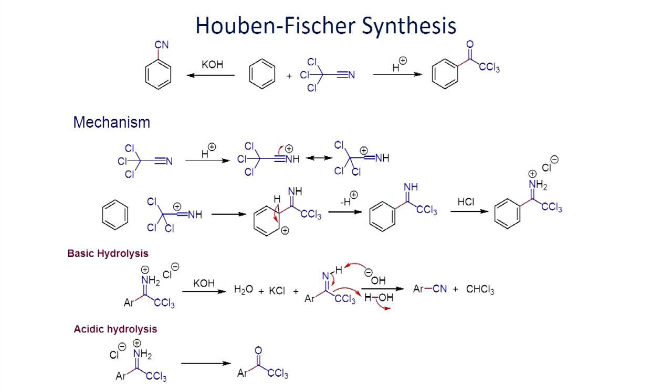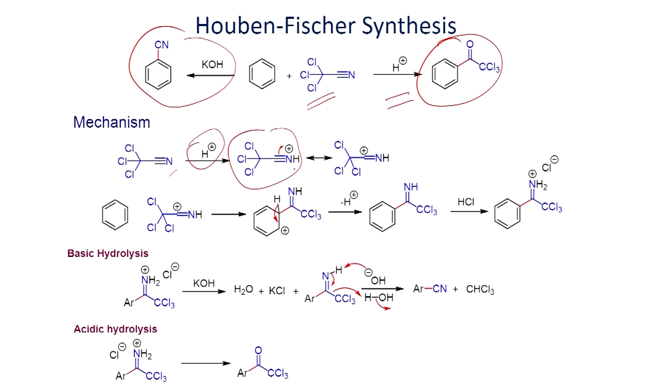Here the Houben-Fischer synthesis is shown, where you can see the aromatic ring can readily undergo a reaction with this trichloroacetonitrile. In the presence of acid, it can give the ketone as the product. On the other hand, with base, it can be converted into the corresponding nitrile as the product. The mechanism of this transformation is shown. This trichloroacetonitrile in the presence of acid can give this salt. Once you form this salt, it can act as an electrophile under this condition, and this can readily undergo reaction with your aromatic ring to give this cation intermediate. Once you form the carbocation, it can lose a proton to give this nitrile, and this nitrile can react with hydrochloric acid to give the salt as the intermediate.